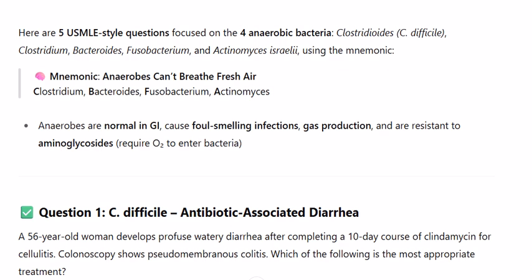Anaerobes are normal in the GI tract, cause foul-smelling infections, gas production, and are resistant to aminoglycosides, which require O2 to enter bacteria.